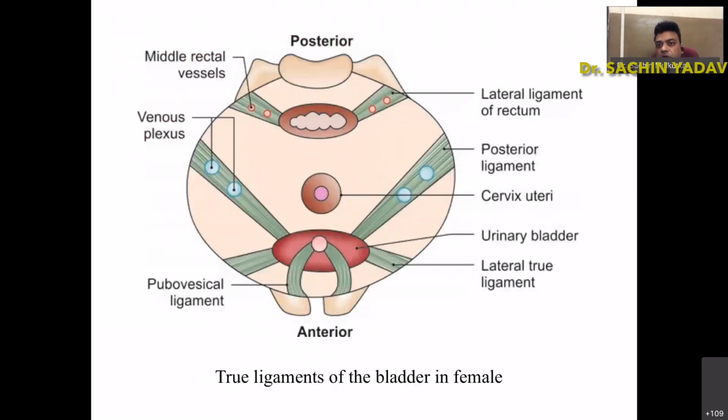The pubovesical ligament on the anterior part. So in female, it is the pubovesical ligament. In male, it will be replaced by the puboprostatic ligament. Lateral ligament you can see attached to the pelvic wall. Posterior ligament and the lateral ligament of rectum you can see also.